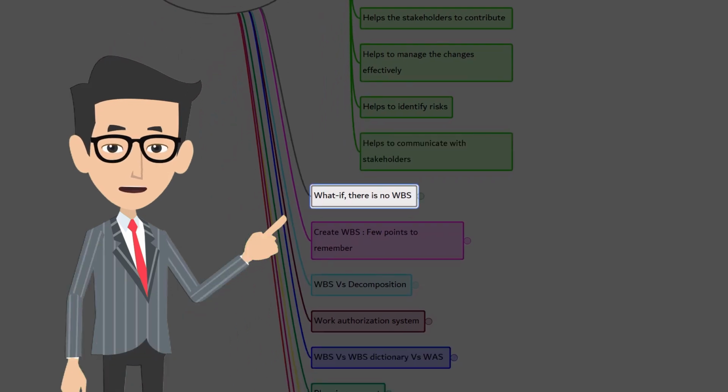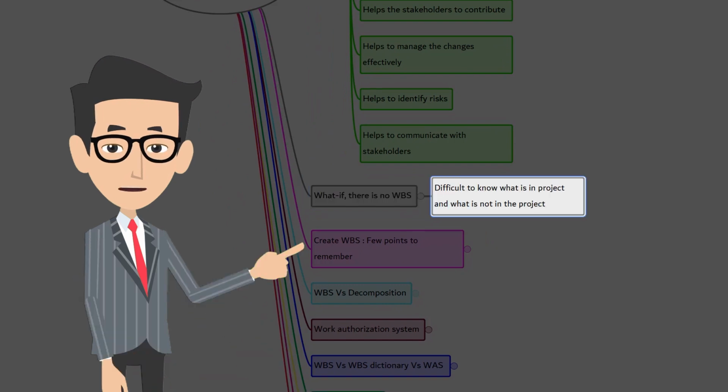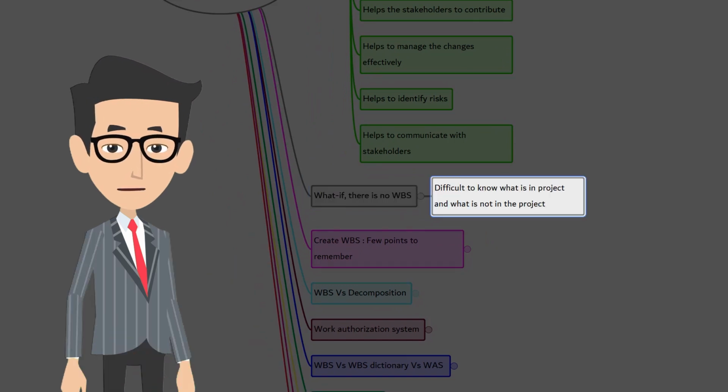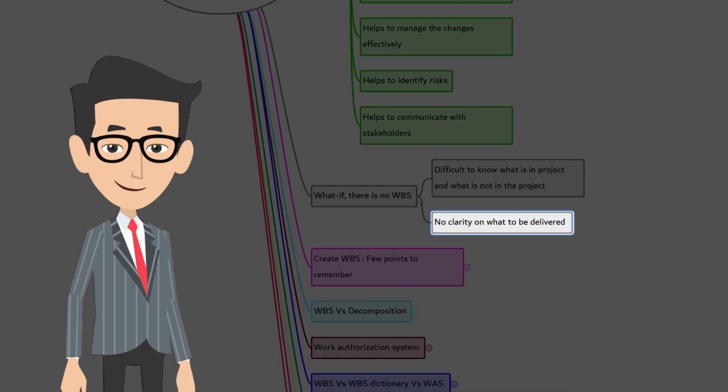Let's think for a while what can happen if there is no WBS. Without WBS, it would be very difficult to know what is in project and what is not in project. There will not be any clarity on what is supposed to be delivered as a part of project.